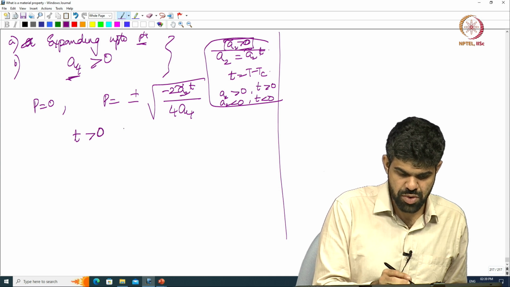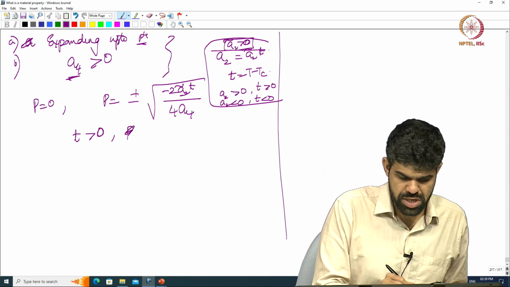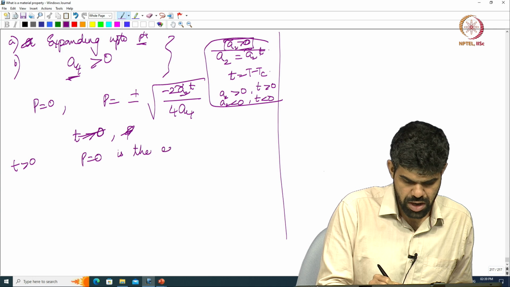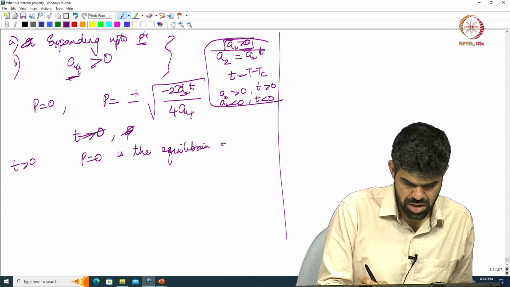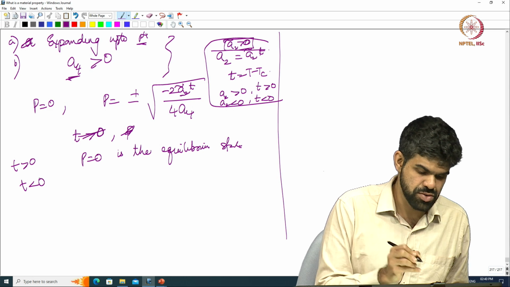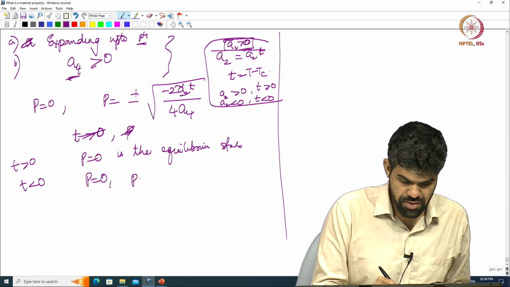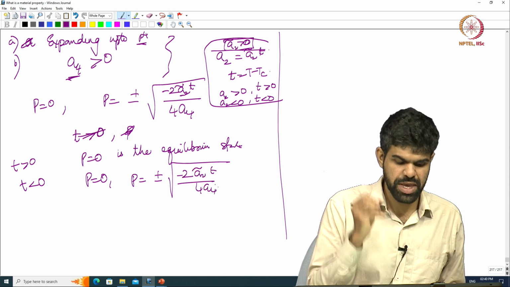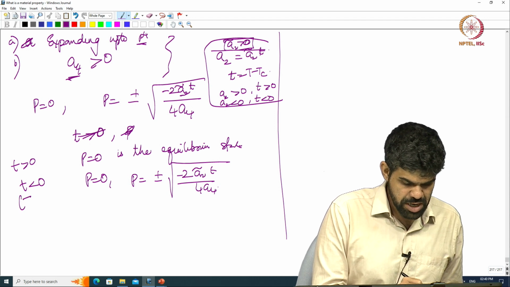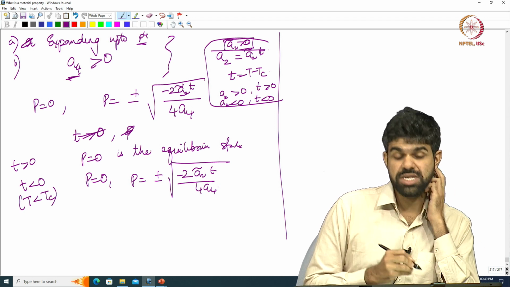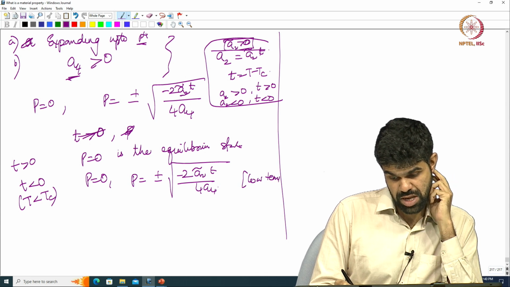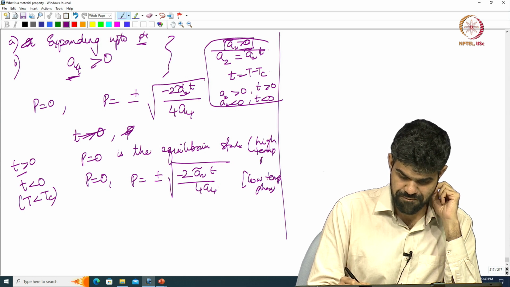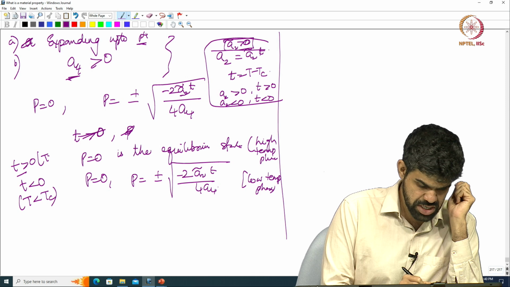So, when t is greater than 0, my polarization has only one solution: p equal to 0 is the equilibrium state. When t is less than 0, I have three solutions: p equal to 0, and p equal to plus or minus the square root of minus 2 A2 tilde t by 4 A4. Now, t less than 0 means temperature is less than Tc, so this is the low temperature phase, and this is the high temperature phase, and of course in the high temperature phase, we said p is equal to 0. So, this is t greater than Tc.